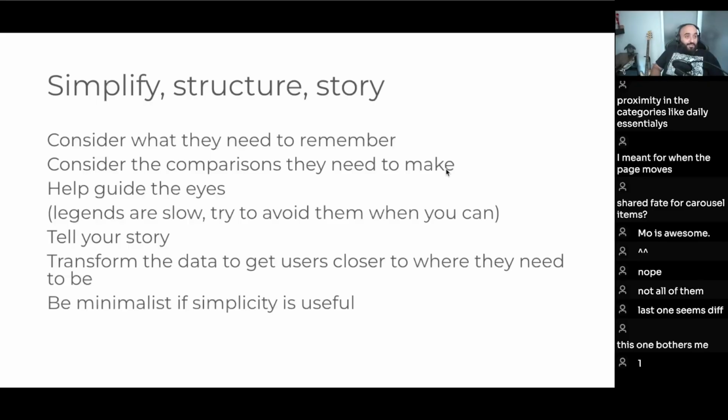If simplicity is useful, be minimalist. But if you want to be fun, if you want to be weird, then do weird things. But for your design, start with being able to communicate things and then introduce your sense of style. So be maximalist if you care about something else.